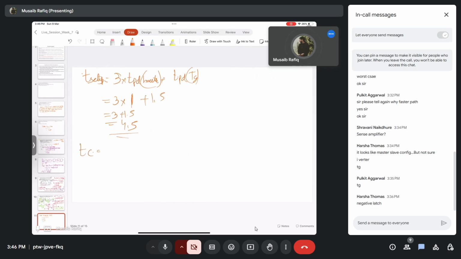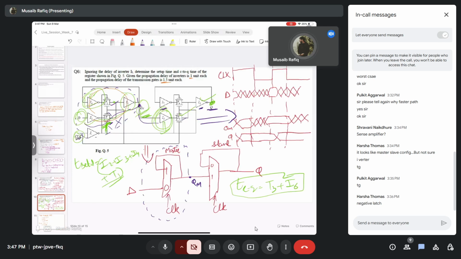And T clock to Q will be equal to T3, that is the transmission gate, 1.5, plus I6, that is 1. So that will be 2.5 units. So the idea is that setup time is basically the delay encountered in this feedback path, and the clock to Q delay is this much.